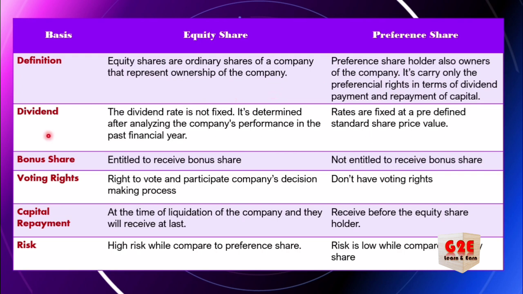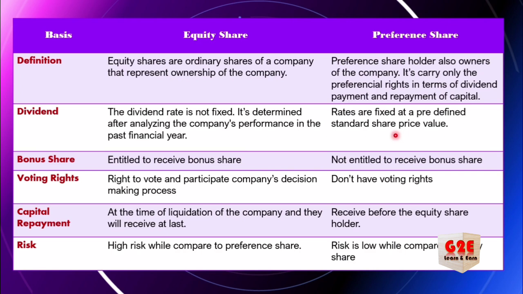Next is the dividend. The dividend rate is not fixed. It is determined after analyzing the company's performance in past financial years. So for an equity shareholder the dividend rate is not fixed, but for a preference shareholder the rate is fixed. The rate fixed when they buy the preference share is the rate they will get each year. You may ask: if the company does not make a profit in a particular financial year, what will they get? That depends on the contract, whether it is a cumulative preference share or a non-cumulative preference share.